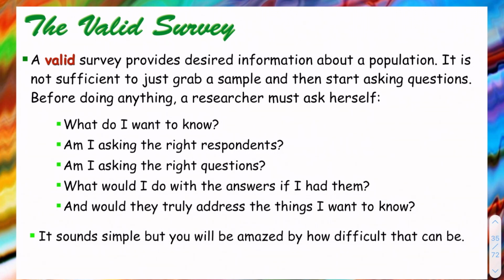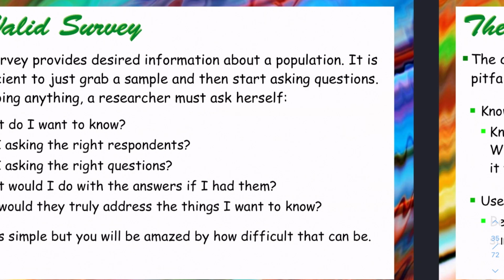Lastly, a valid survey provides desired information about a population. It is not sufficient to just grab a sample and then start asking questions. Before doing anything, a researcher must ask themselves, what do I want to know? Am I asking the right respondents? Am I asking the right questions? What would I do with the answers if I had them? And would they truly address the things I want to know? It sounds simple, but you'll be amazed by how difficult that can actually be.